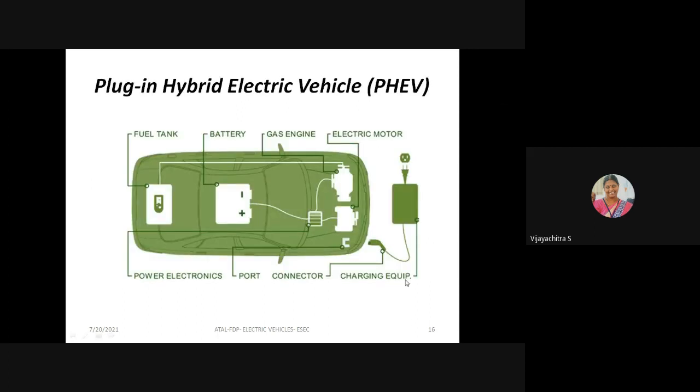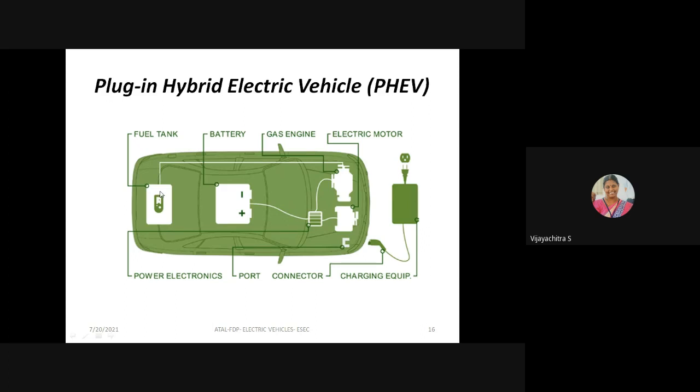And this is the snapshot of the plug-in hybrid electric vehicle. These are the various parts. This is the fuel tank. This is the power electronics. There is a battery. So this is a hybrid one. It can operate both by fuel as well as by battery power.